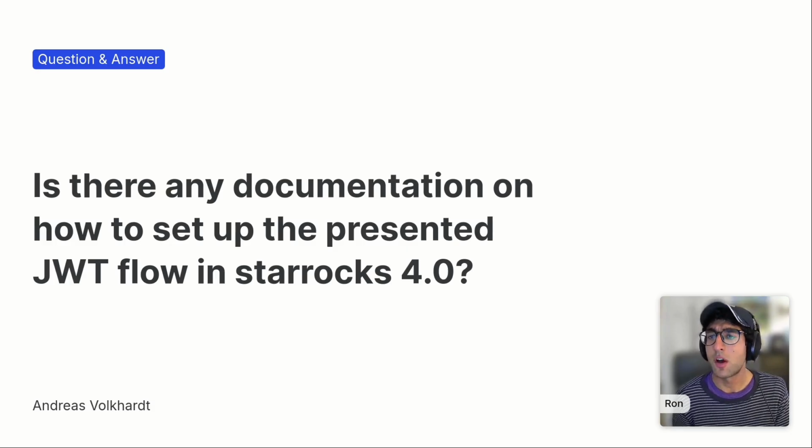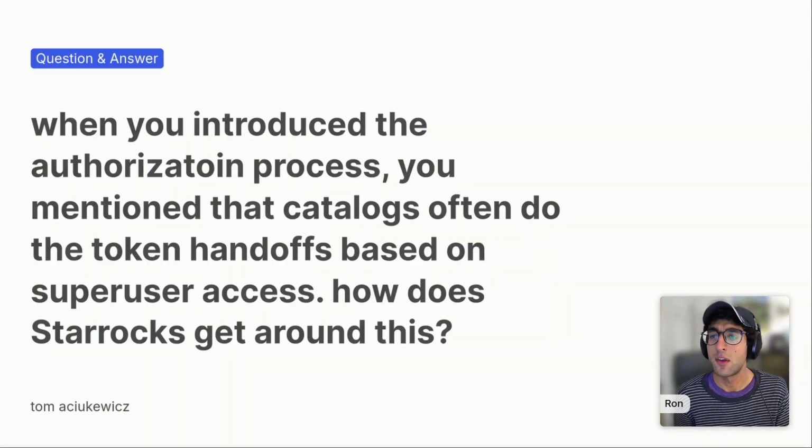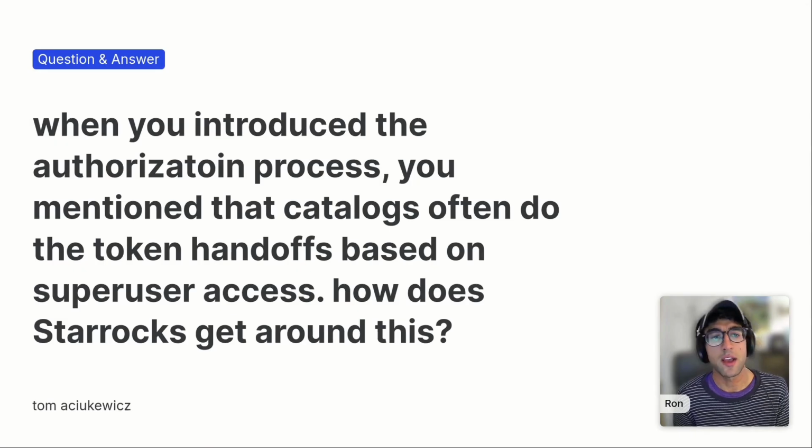When you introduce the authorization process, you mentioned that catalogs often do the token handoffs based off of user access. How does StarRocks get around this? That's a good question. With the JWT tokens, because you pre-sign them with your IDP, you don't need the super user anymore, especially when you use the security integration feature that we have built in.